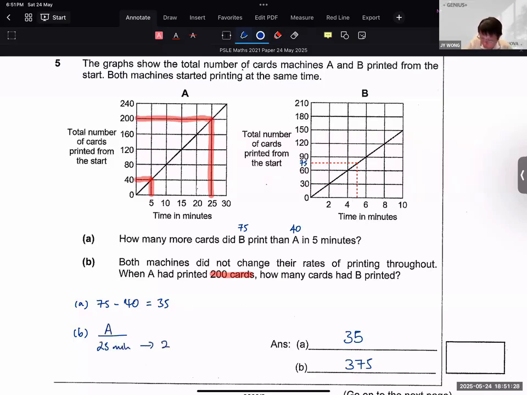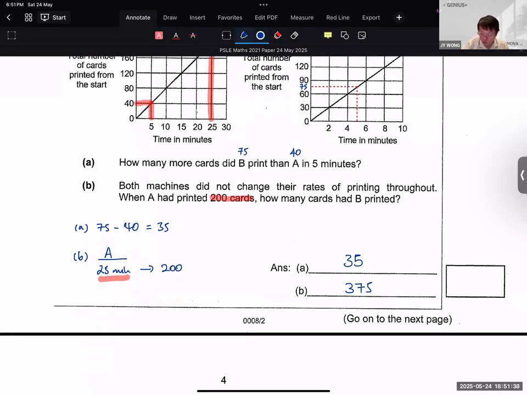to print 200. So what you are interested in is the time, because B would have taken 25 minutes too. And what do we have for B? This is a rate question, right? So for B, we already established in part A that in 5 minutes, you will have printed how much? In 5 minutes, you print 75, right? And therefore, in 25 minutes, which is the time it takes A to print 200, the answer is simply 75 times 5. And that's why it's 375.